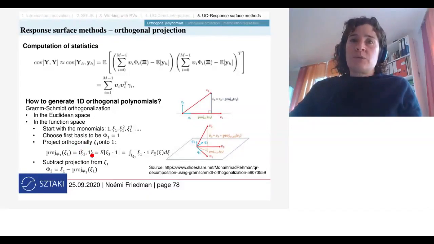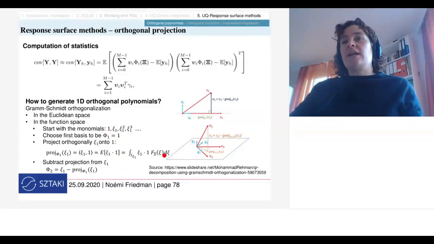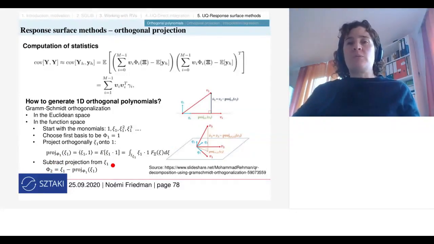And if I have this inner product, then I can write the projected part as the expected value of psi1 times my first basis function, which I choose to be the first constant term here. And then I can project it onto that. And I have to subtract this projected part from psi1, and then I get my next basis function. So this is how to do it, and you can do it by hand to get these Hermite polynomials, Legendre polynomials, Jacobi polynomials, and so on. Or you can Google Wikipedia and you find how these polynomials actually look.